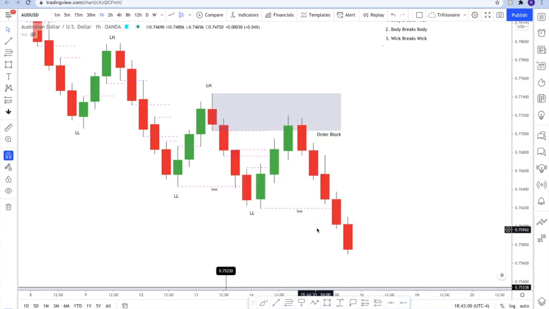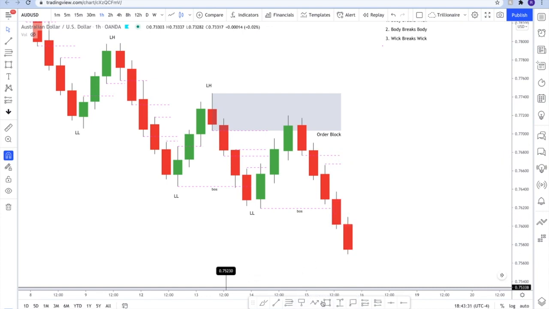Okay, so we'd be looking for something like this to take place right here. Let's say we have an order block right here. Let's say we had some type of inefficiency within the market. So we have this wick, like so, and this wick right here that did not come back to fill in this gap. So we would have inefficient price.